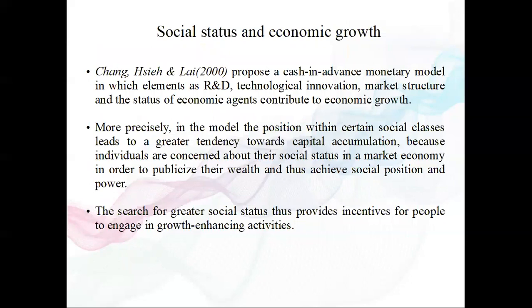The second argument is social status and economic growth, based on Chang, Hsieh, and Lai, who propose a cash-in-advance monetary model in which elements such as R&D, technological innovation, market structure, and the status of economic agents contribute to economic growth. More precisely, in the model, the position within certain social classes leads to a greater tendency towards capital accumulation, because individuals are concerned about their social status in a market economy in order to publicize their wealth and thus achieve social position and power. And this is based on the Weberian idea proposing Protestant ethics and the spirit of capitalism.